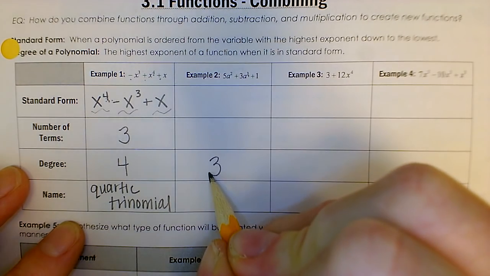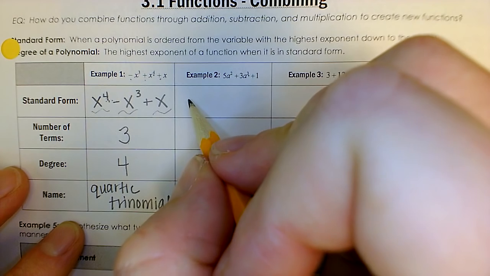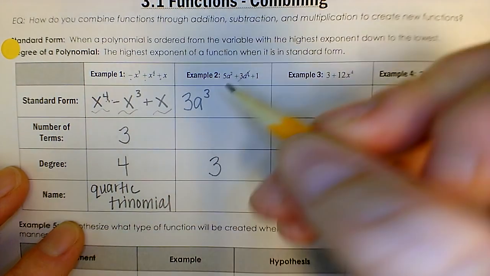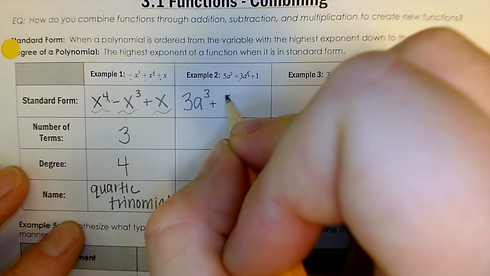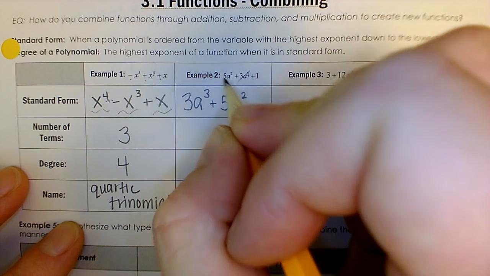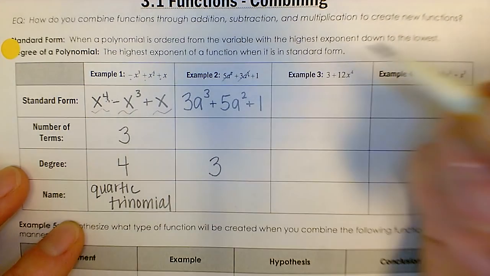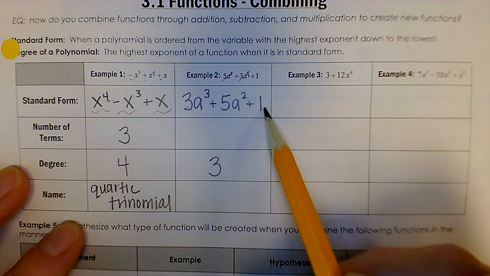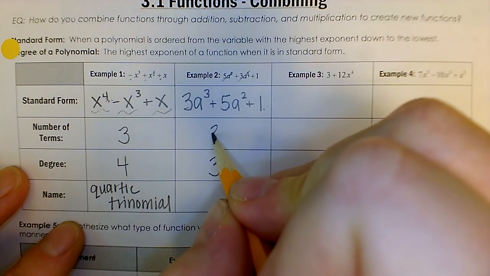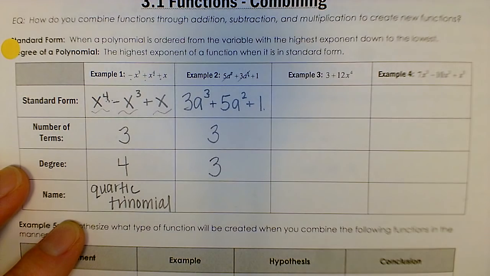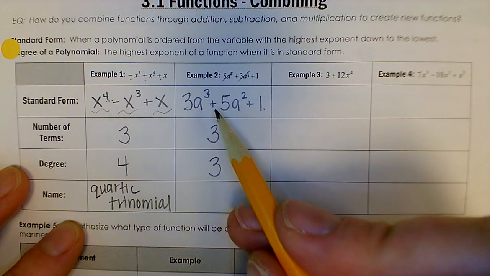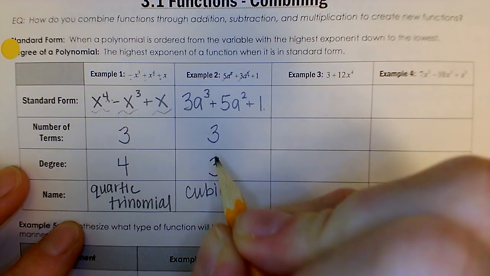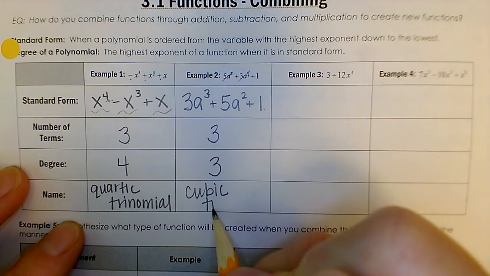Example 2, looking at our highest exponent, my highest exponent is 3, which tells us we have a degree of 3, right? So let's order it. So 3a cubed takes care of that one. Our next is squared, so plus 5a squared. And now we just have our plus 1. There you go. Number of terms again, we have 1, 2, 3. And then our name, 3, or cubed, right? So cubic. And we have 3 parts again, so trinomial.